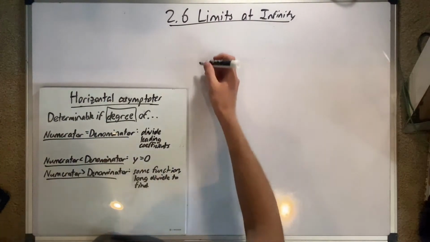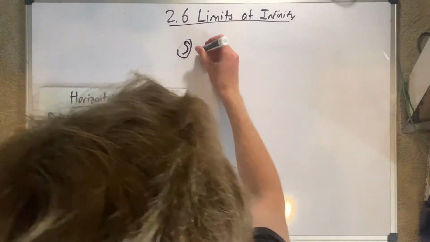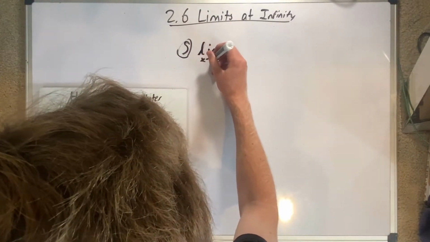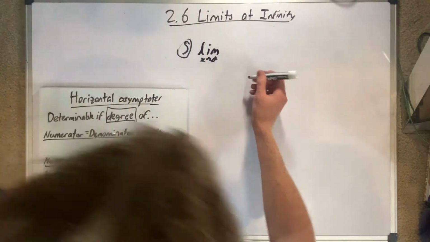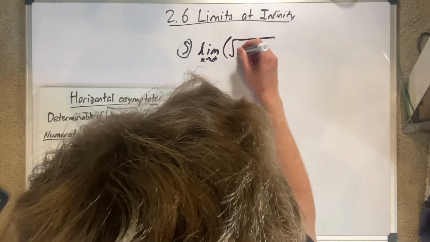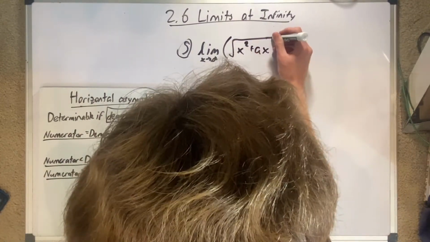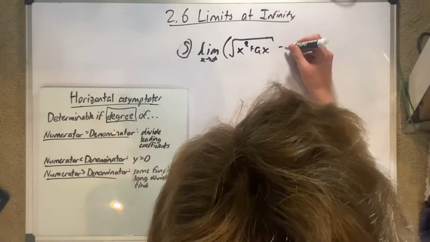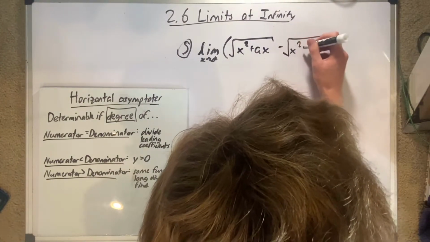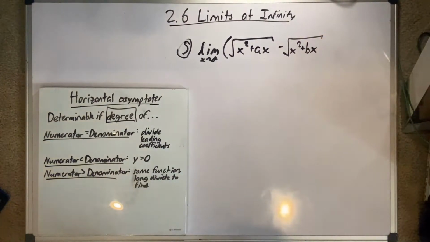Okay. Now, 5. Which one is that? I have a paper here that tells me. I just told you that. Okay. Oh, this one's a long problem. Limit x approaches infinity. Horrible infinity signs brought to you by me. Radical x squared plus some constant a of x minus radical x squared plus some constant b of x.